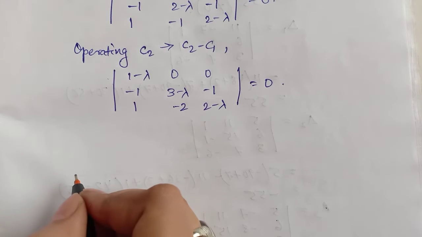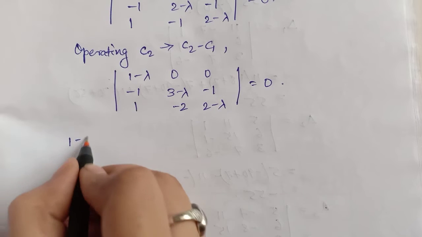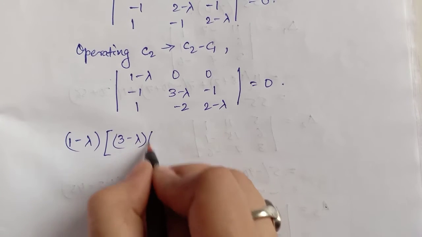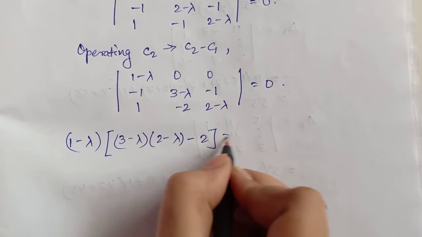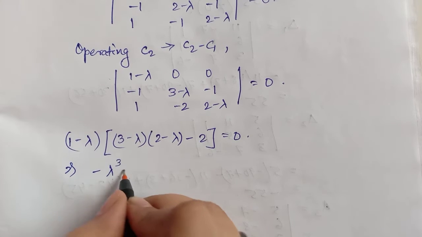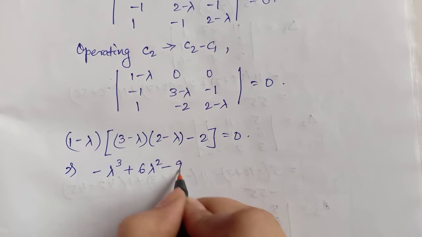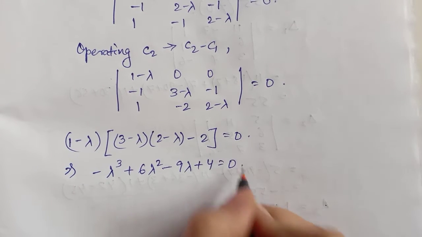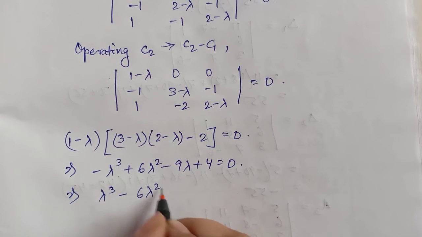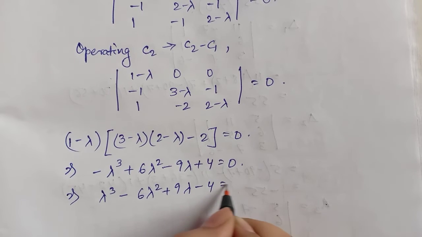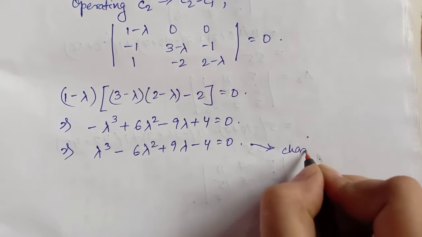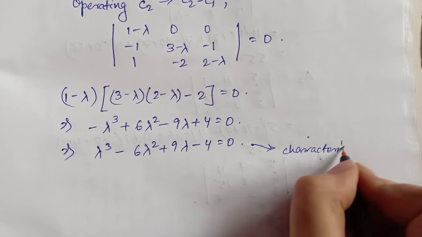So expanding through the first row, we get 1 minus lambda into 3 minus lambda into 2 minus lambda minus 2 equals 0. This implies minus lambda cube plus 6 lambda square minus 9 lambda plus 4 equals 0, which implies lambda cube minus 6 lambda square plus 9 lambda minus 4 equals 0. So this is the characteristic equation.